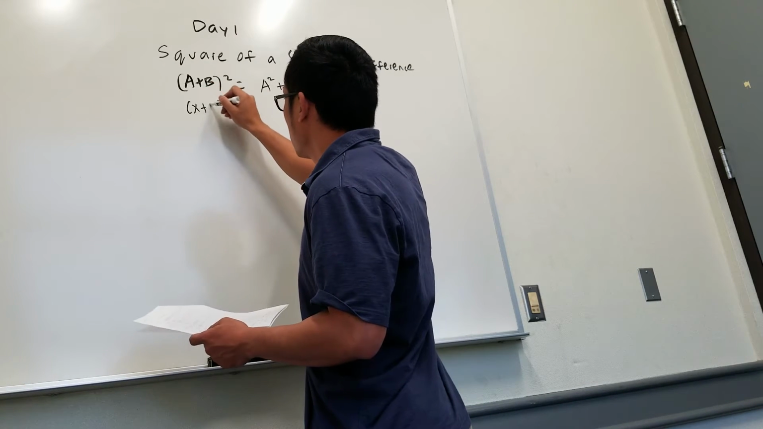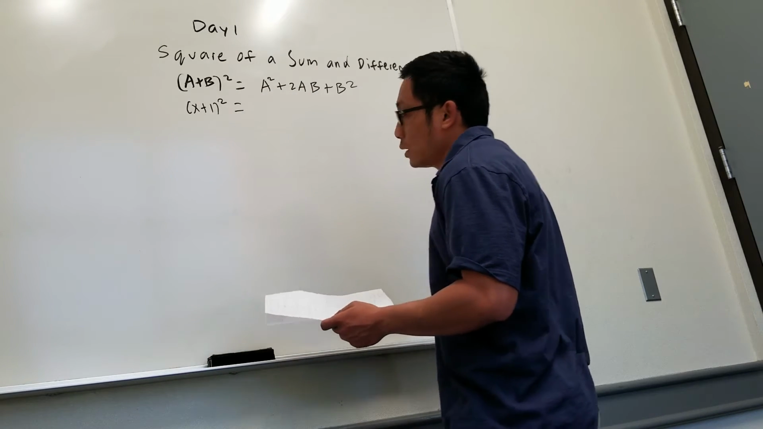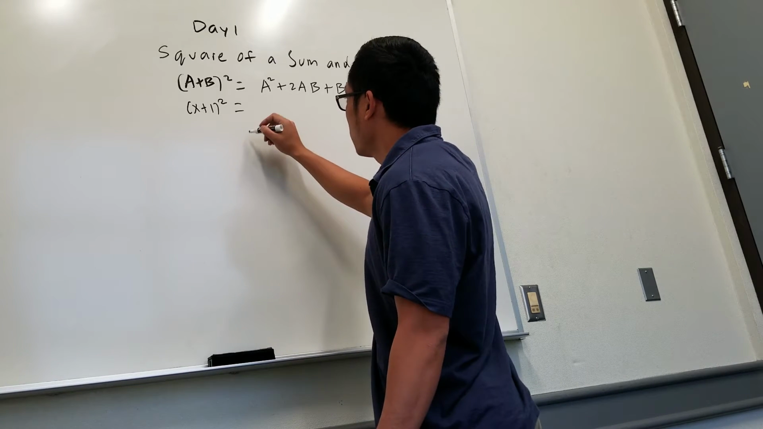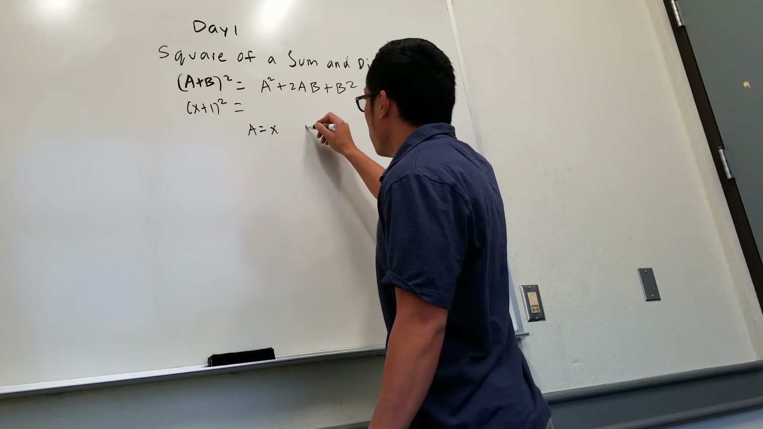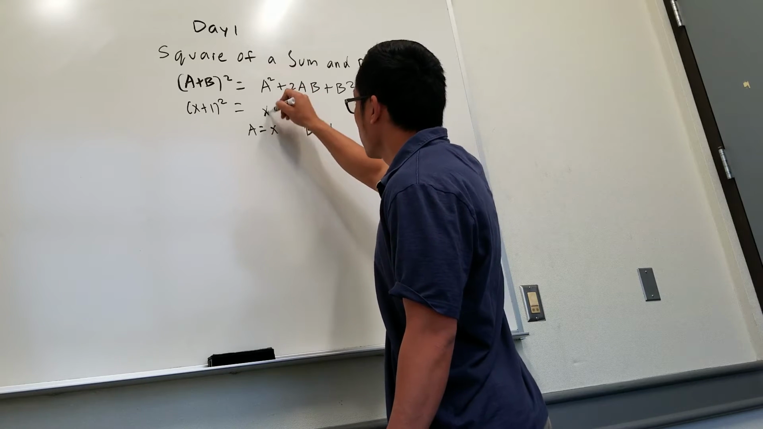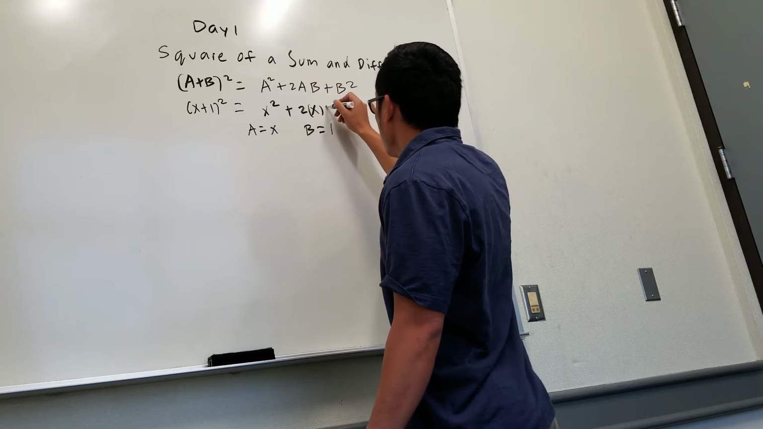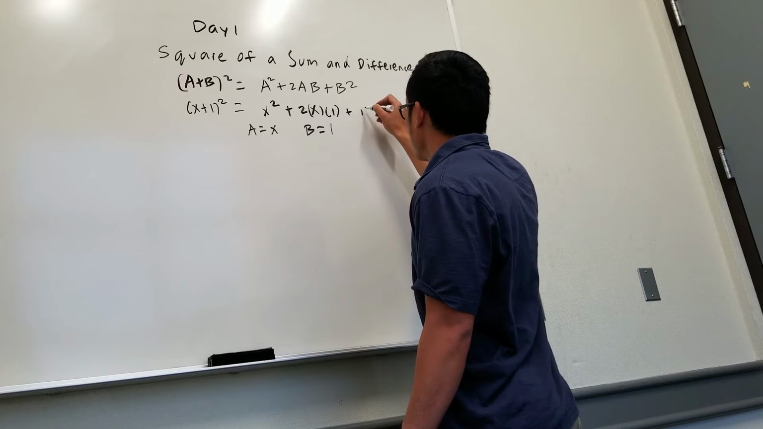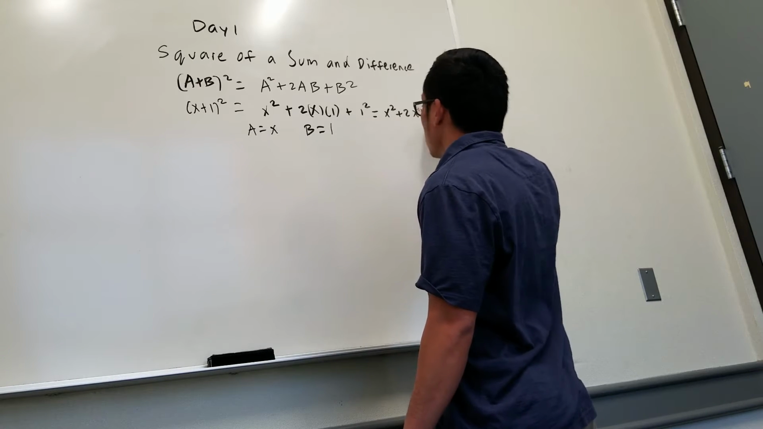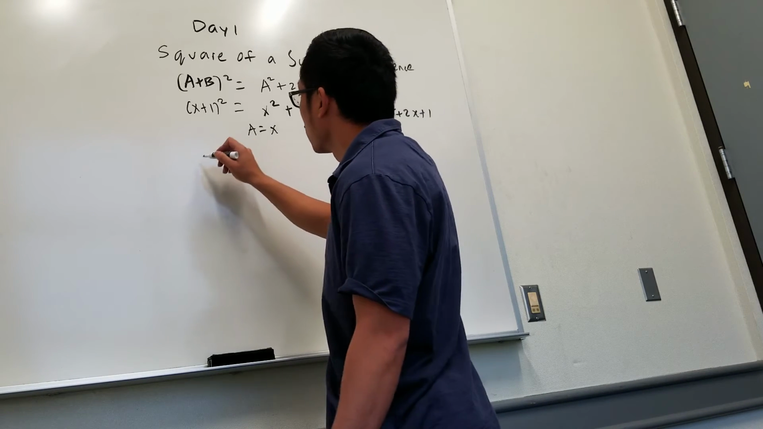You have x plus 1 squared. Okay? So what I'm going to do is identify what my a is and what my b is to do this problem. I know my a is equal to x, my b is equal to 1. So we just apply it: x squared plus 2 times a, which is x, times b, which is 1, plus b squared, which is 1 squared. And then we simplify, you have x squared plus 2x plus 1. That's it. Okay, try it out.